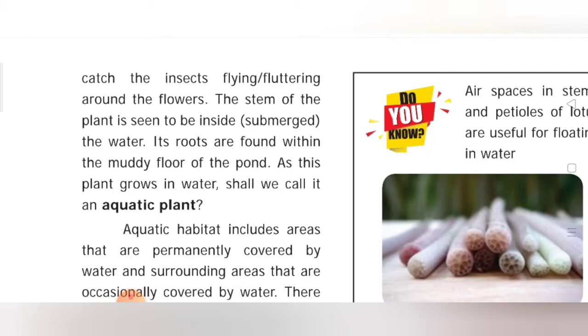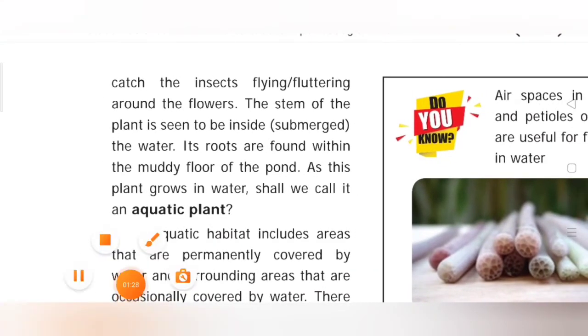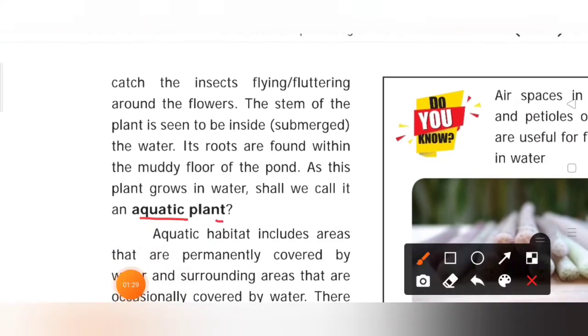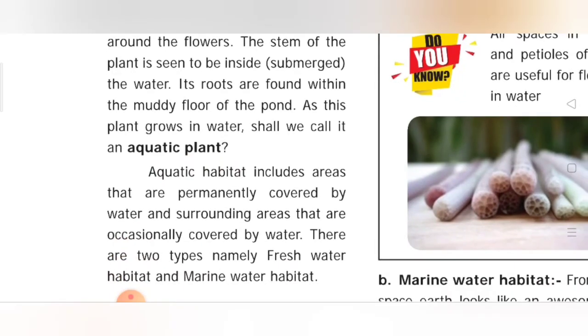Am I right? As this plant grows in water, shall we call it an aquatic plant? It grows in water, no? So shall we call it an aquatic plant? Aquatic habitat includes areas that are permanently covered by water and surrounding areas that are occasionally covered by water.